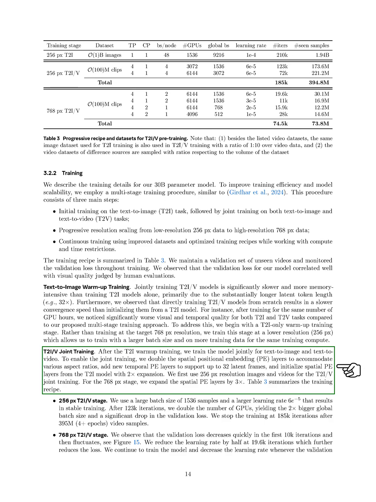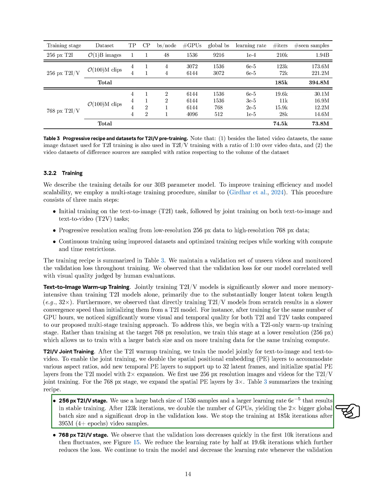We start with 256 pixel resolution images and videos for this joint training, and for the 768 pixel stage, we expand the spatial layers by 105 by 105. During the 256 pixel T2I-V stage, we use a large batch size of 1536 samples and a higher learning rate, which leads to stable training. After 123,000 iterations, we double the number of GPUs, resulting in a larger global batch size and a significant drop in validation loss. We stop training at 185,000 iterations after processing 395 million video samples.